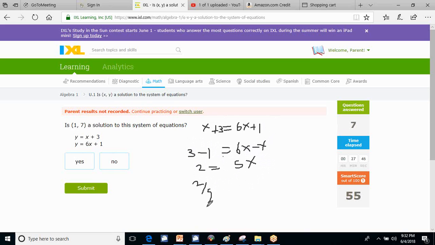You see that, Punji? Okay. So to get x, you have to divide both sides by 5. The 5 cancels there, so it's 2 over 5. They're saying this solution is x is 1, y is 7. So this is definitely not correct. So is D a solution? No, because x is 2 over 5.